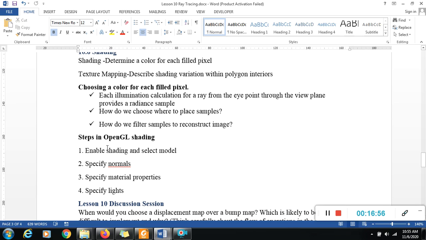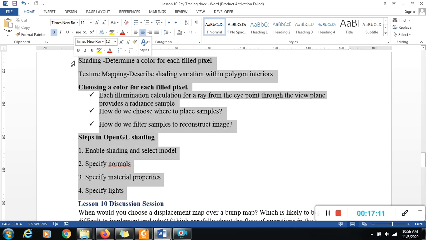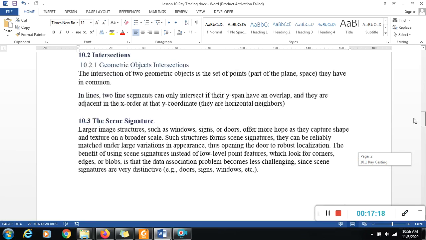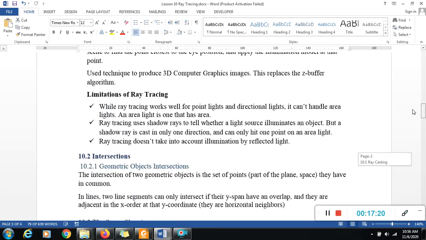And we have seen the steps in OpenGL shading, where we enable the shading and select the model using glEnable, specify the normal, specify material properties, and specify the lights. I think this part is important because we are building on this shading, on the concepts that we have learned previously, for us to be able to understand what happens in ray tracing.